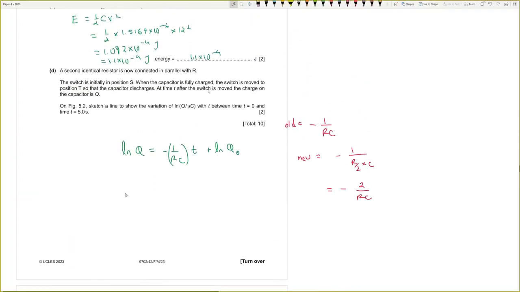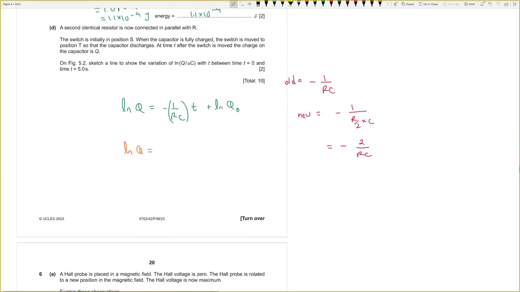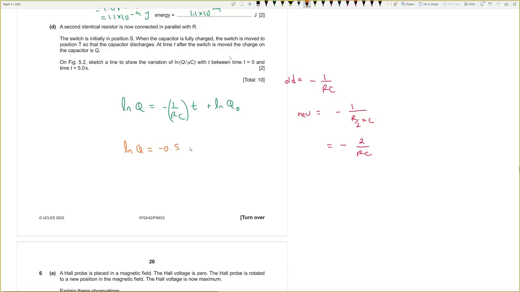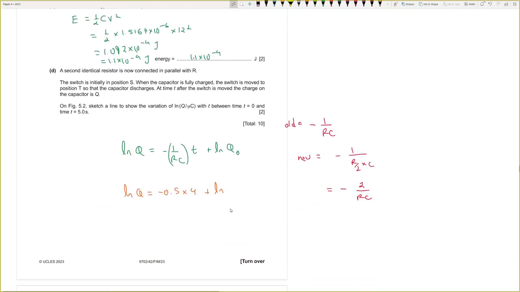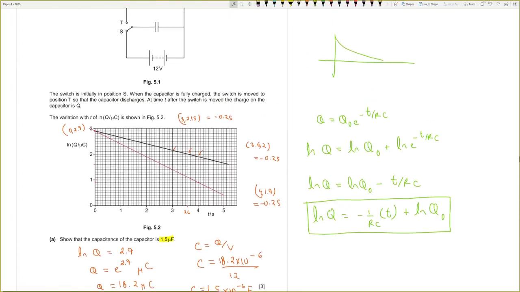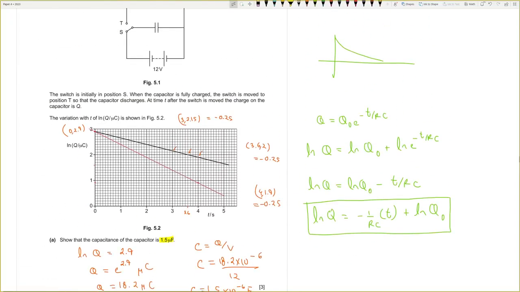Check this. So ln q is equal to, the new gradient is now 2 times the previous one. My previous one was minus 0.25. Now it's going to be minus 0.5. And the time is going to be 4 seconds. And ln q naught is going to be, how much was it? 2.9, right? So if you just solve this equation, minus 0.5 into 4 plus 2.9 gives you an answer of 0.9. Ln q is equal to 0.9. That is how you get any point. So it doesn't have to be this point specifically. You can use any other point. You're going to get full marks for that, okay?